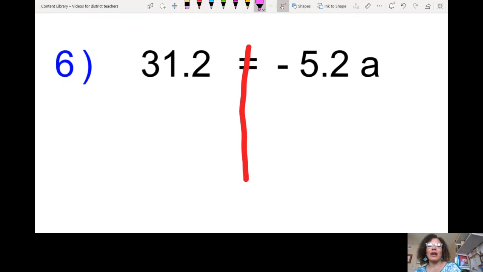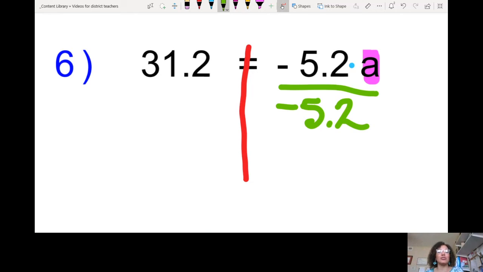Second step, find the variable. Now that I know where my variable is, what do I need to get rid of so that the A can be by itself? I have to get rid of the negative 5.2. And what is a negative 5.2 doing to the A if they're touching? It is multiplying. What do you do to get rid of it? The opposite, which is dividing.